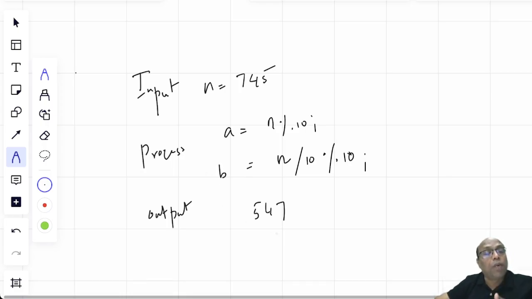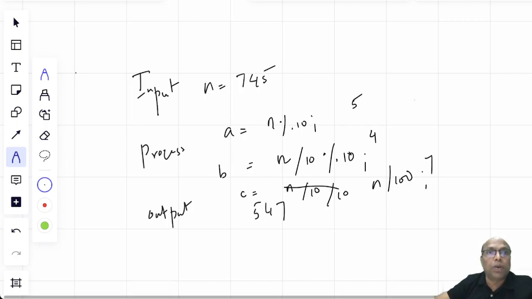Now what do I need? I want 7. How to get the 7? One way is n divided by 10 will give me 74. 74 divided by 10 will give me 7. Instead of this, I can also write n divided by 100, which will give me 7. I put c. This is how I separate them into digits. This gave me 5, this gave me 4, this gave me 7.